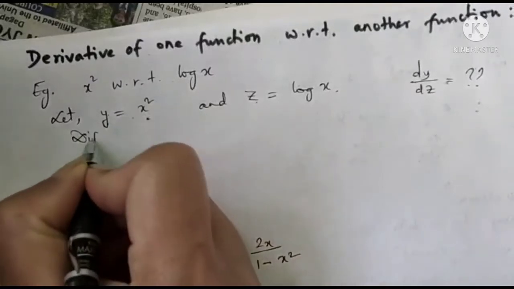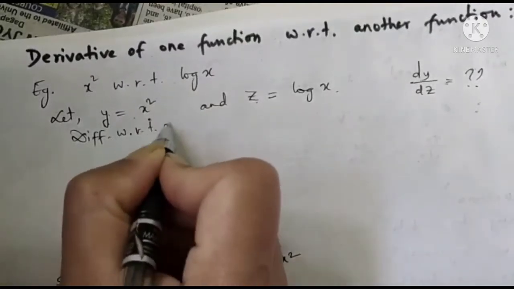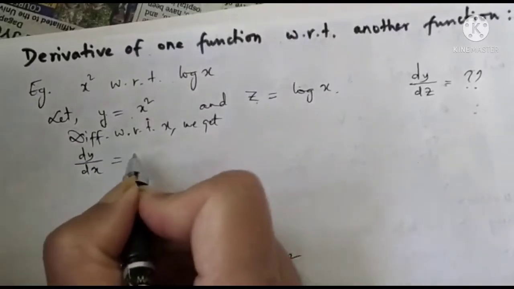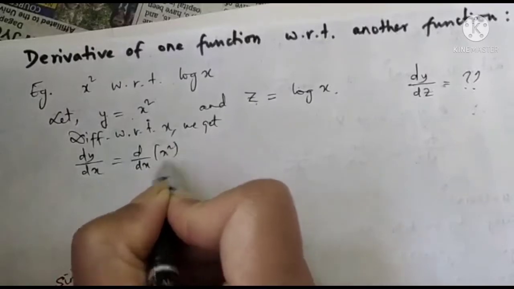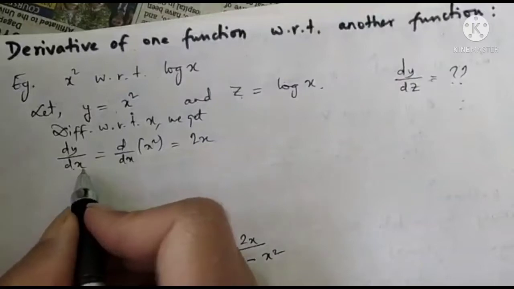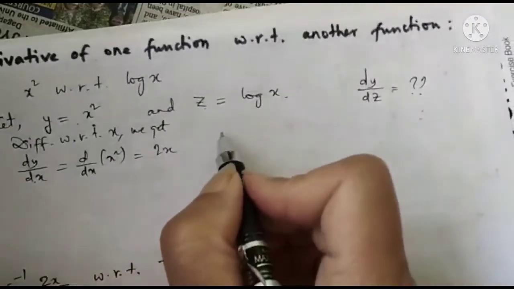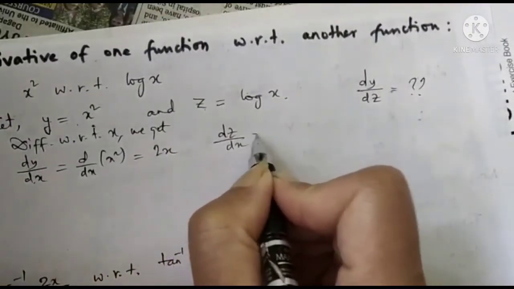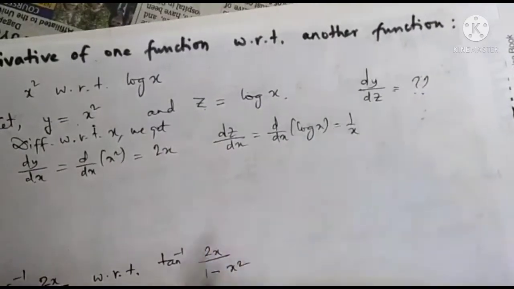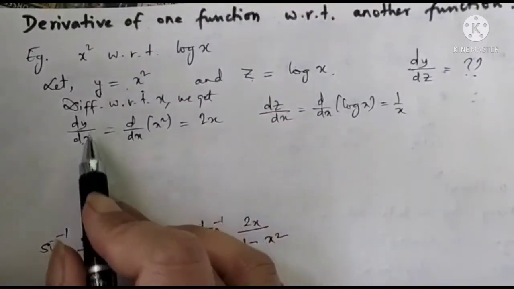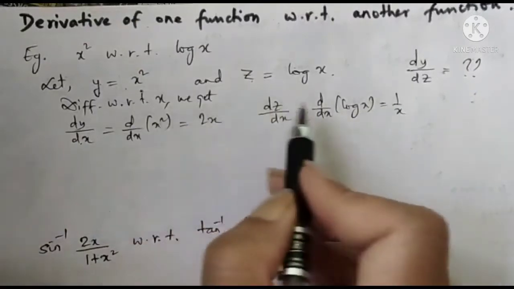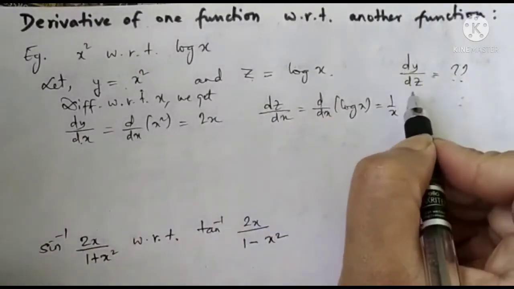So differentiating with respect to x, we get dy by dx equals d by dx of x square, which is equal to 2x. Can I say that? Yes. So dy by dx is 2x. Clear? And over here dz by dx is d by dx of log x, which is equal to 1 by x. Correct? So from here I have dy by dx is 2x and dz by dx is 1 by x.